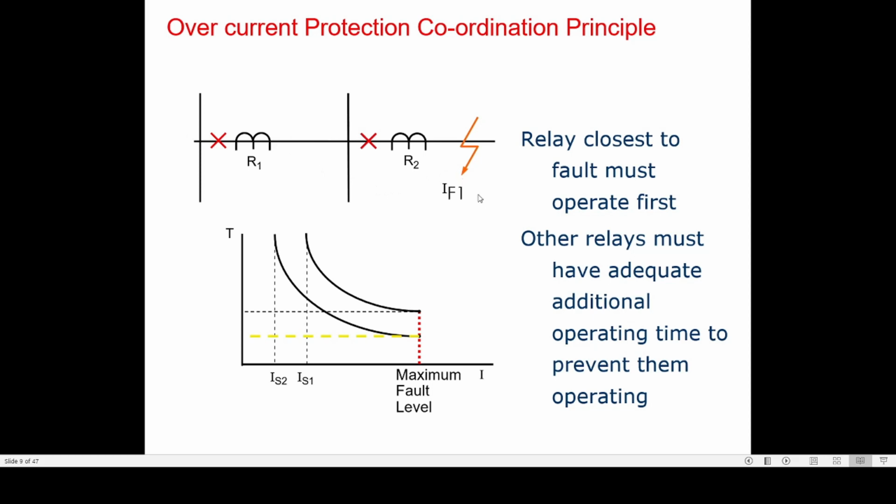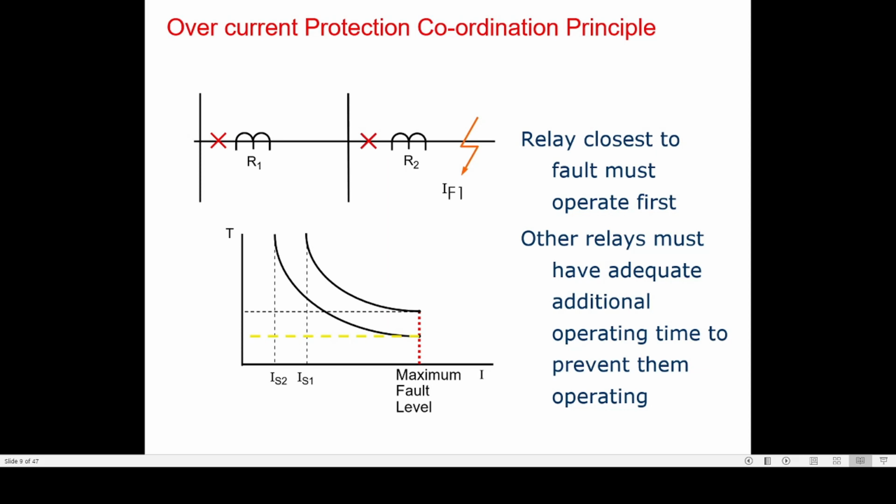Now what will happen if suppose there is a fault at this point, which is IF1, and if this fault current is more than, suppose, 200 ampere, then this 200 ampere is more than the setting of the R2 relay and also the R1 relay. That means both the relay at location R2 and the relay at location R1 will operate, and it will lead to widespread outages. That means the first limitation of overcurrent protection, that is instantaneous overcurrent protection, is that it cannot provide the backup.